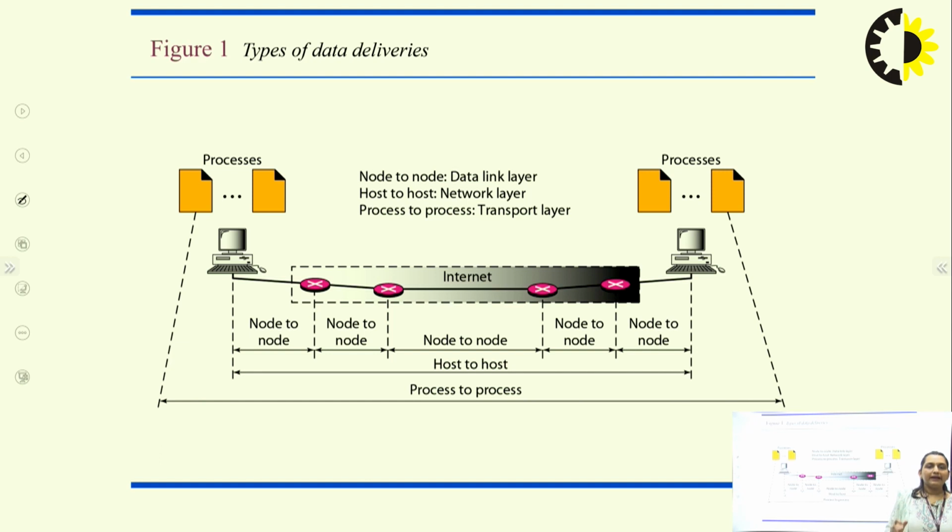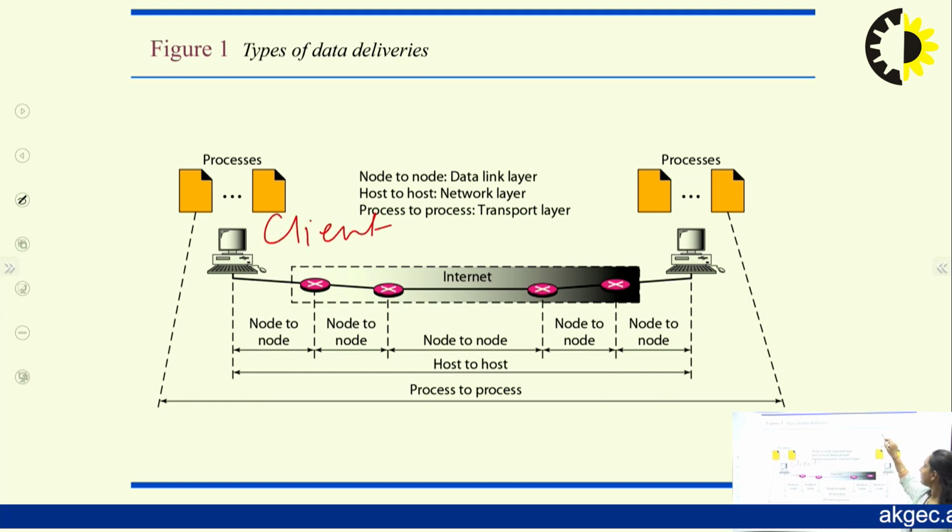In the types of data delivery, up to now we have learned about the physical layer, data link layer, and network layer. When we go to the transport layer, all three layers will have been covered. Now in our data delivery, we have processes running at the client side. So this is my client, and this is my server, the client server paradigm. We have a process running here.